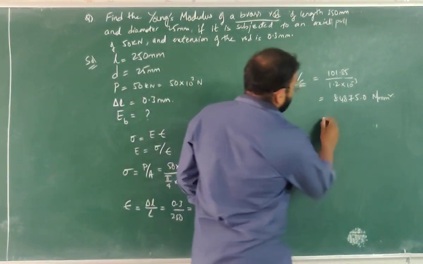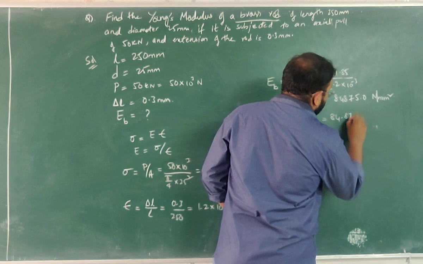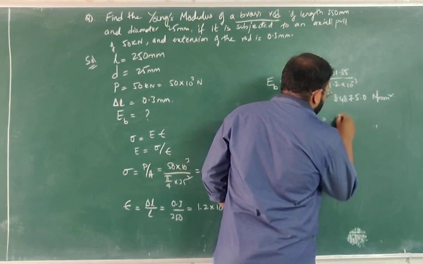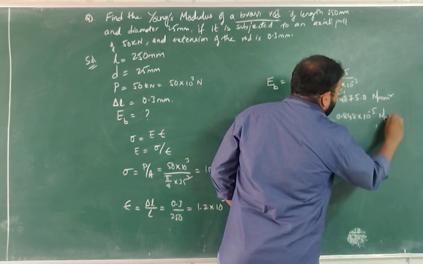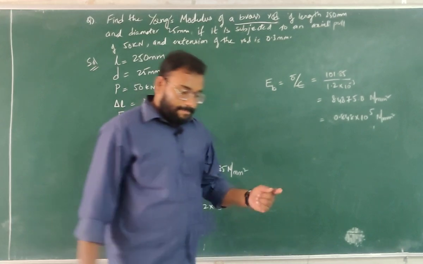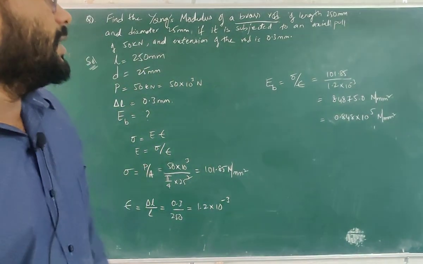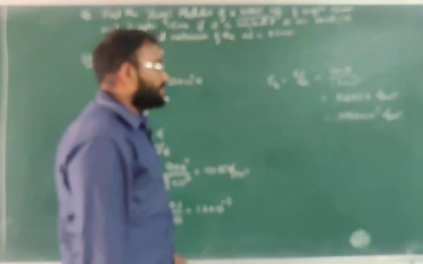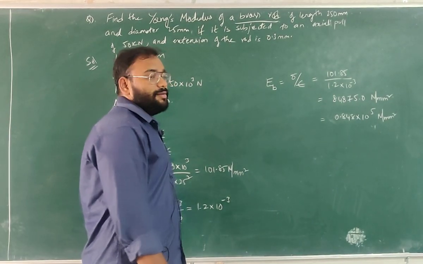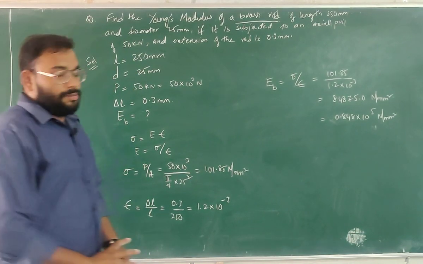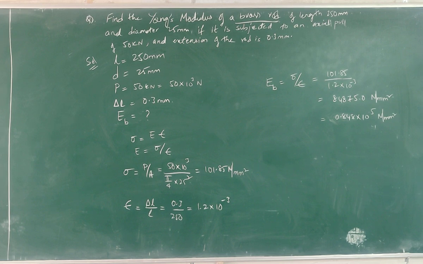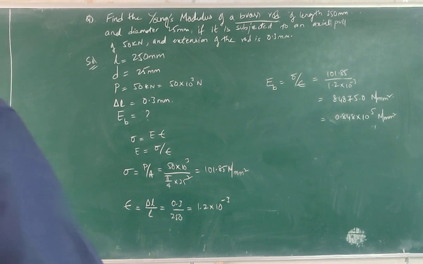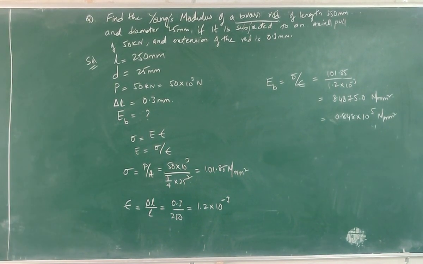This can also be written as 84.875 or 0.848 10 power 5 Newton per millimeter square. 0.8487. This is Young's modulus for brass rod. Next problem.